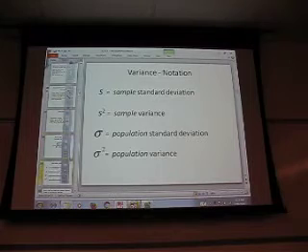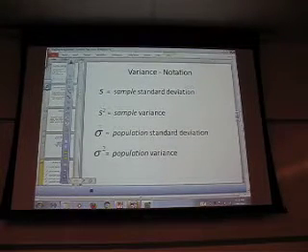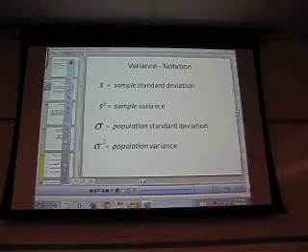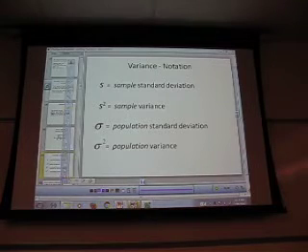Here's some notation in case you forgot. If you weren't here, this is at the bottom of page 4. s is your sample standard deviation. s squared is your sample variance. Sigma is your population standard deviation. And sigma squared is your population variance.